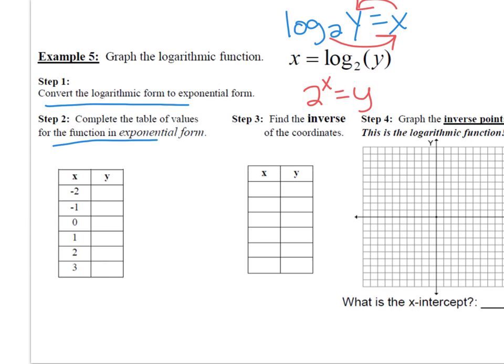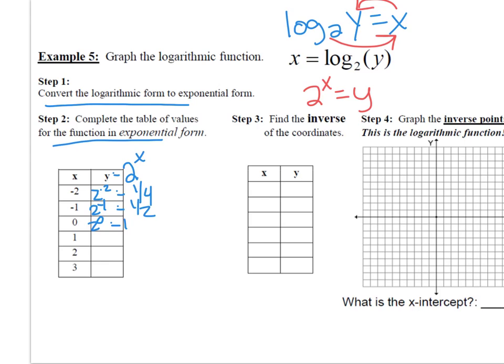And now step 2 says complete a table of values for the function in exponential form. So here's my x, and over here my y is going to equal 2 to the x. So when x is -2, I'd have 2 to the -2, and that would equal 1/4. When x is -1, I'd have 2 to the -1, which would equal 1/2. When x is 0, I'd have 2 to the 0, that equals 1.